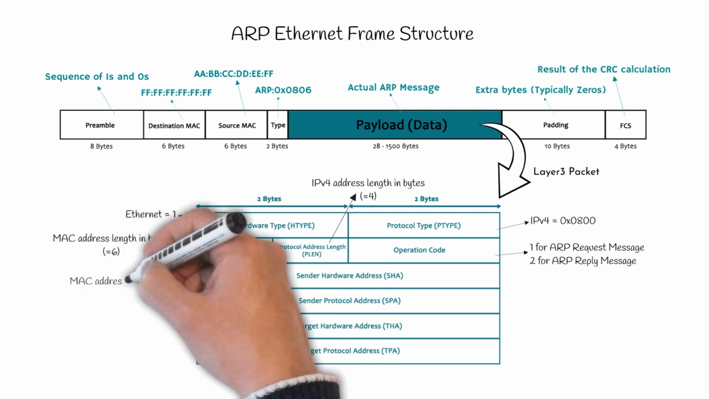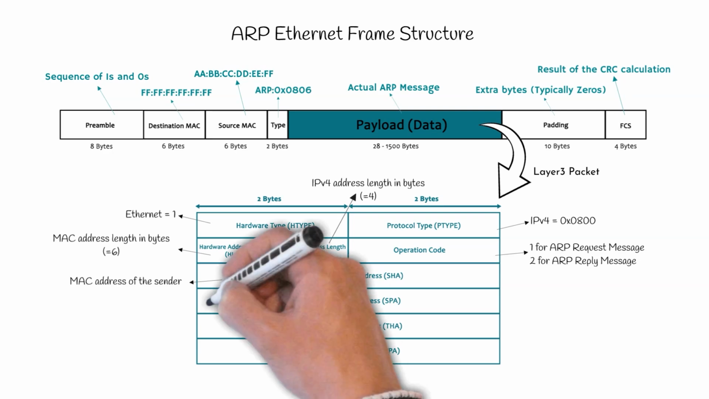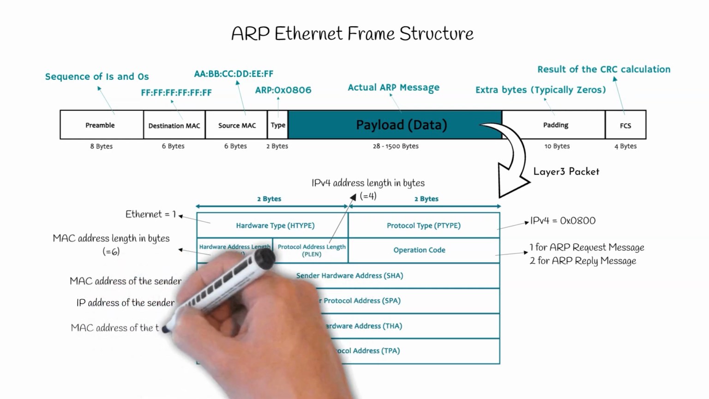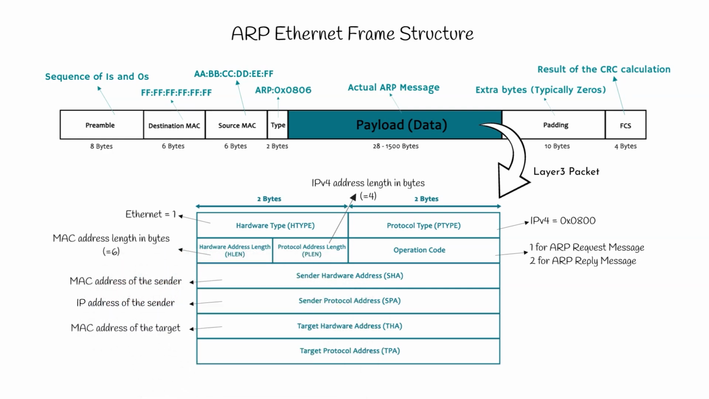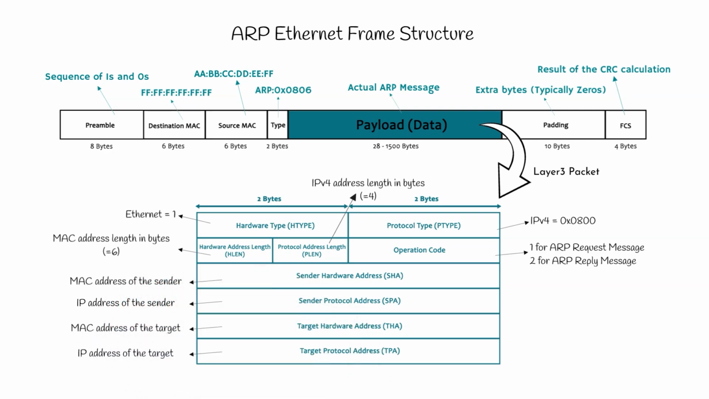The sender hardware address refers to the MAC address of the device that transmits the ARP packet. The sender protocol address indicates the IP address of the device that is sending the ARP packet. The target hardware address represents the MAC address of the device that is meant to receive the packet. The target protocol address is the IP address of the intended recipient, and it's the one whose MAC address is being requested in an ARP request.